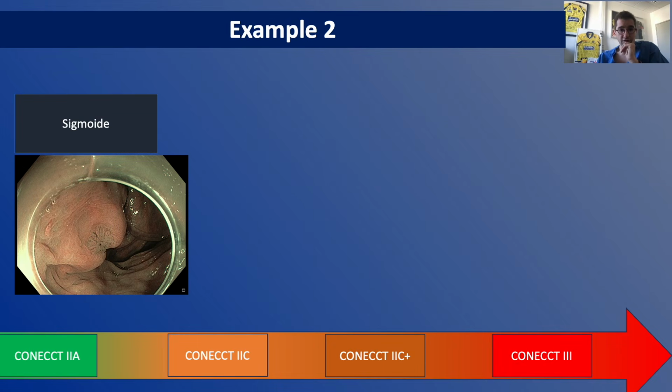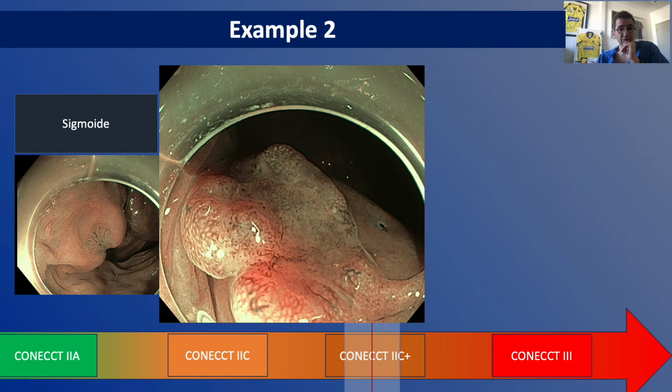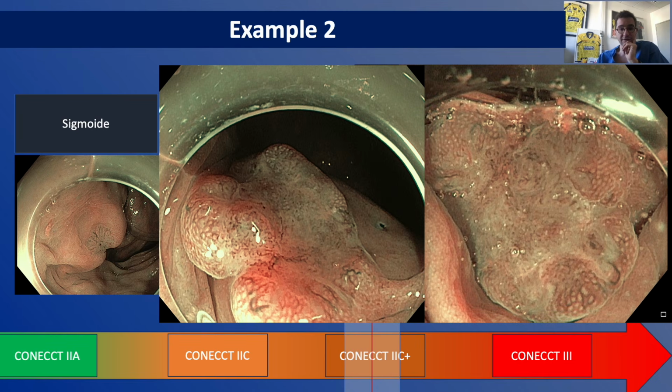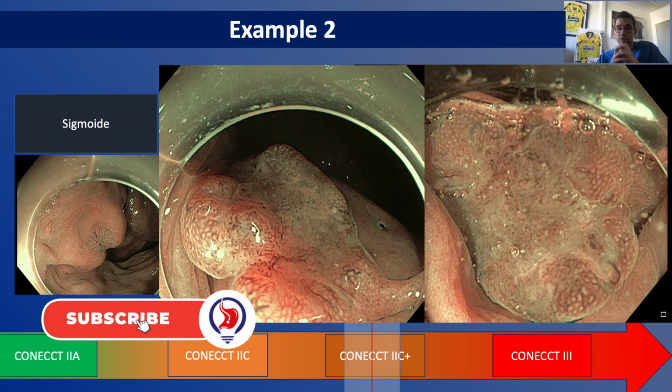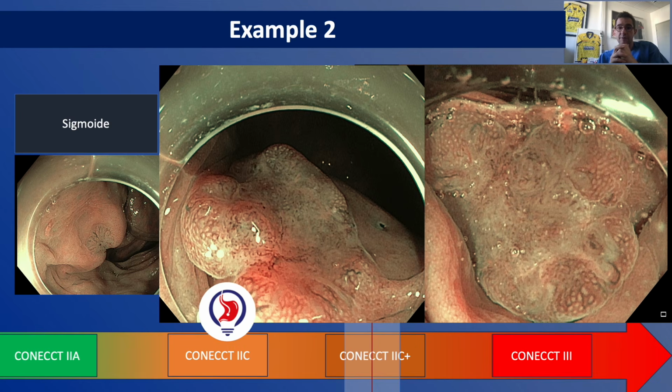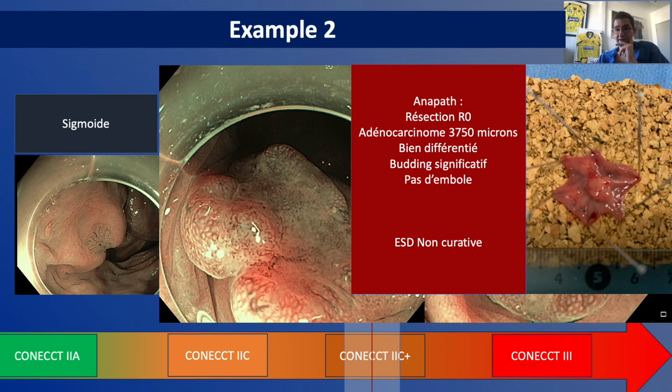Okay. Second example, a lesion which was connect 2C plus because it was less than 10 millimeters. It enters the cap, but with a destroyed pattern. I mean Kudo 5N or Sano 3B, but less than 10 millimeters in size. We did an ESD for diagnostic purpose, and in this case, it was a T1 cancer with an invasion of 3,700 microns in the submucosa, well differentiated with budding but no lymphovascular invasion, and the ESD was not curative.